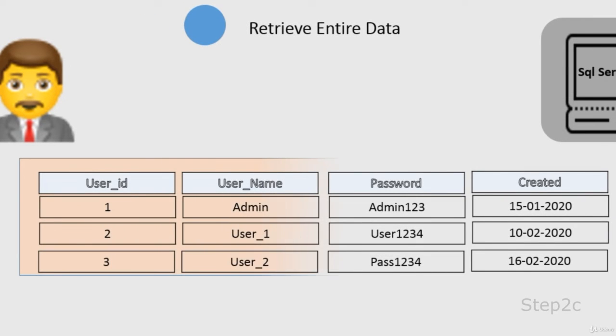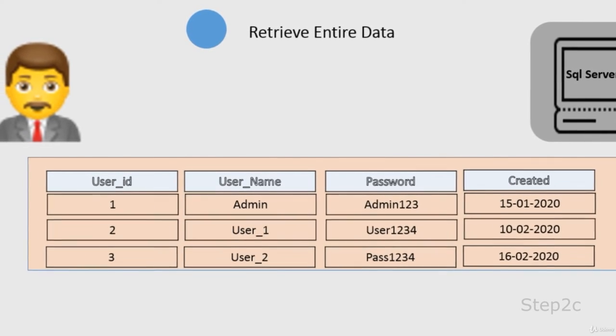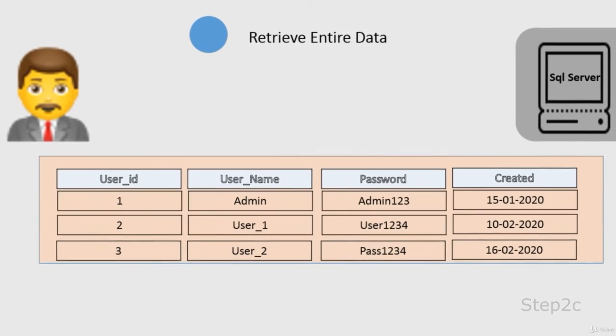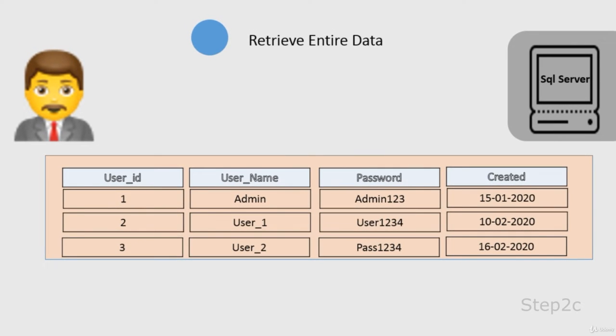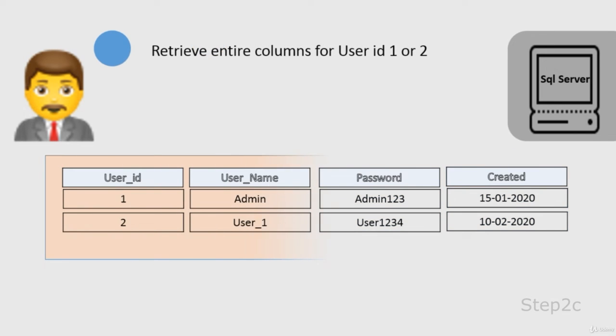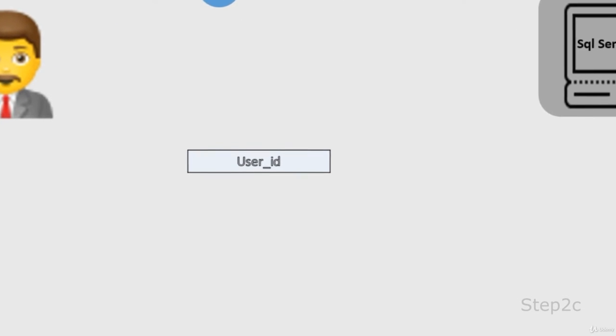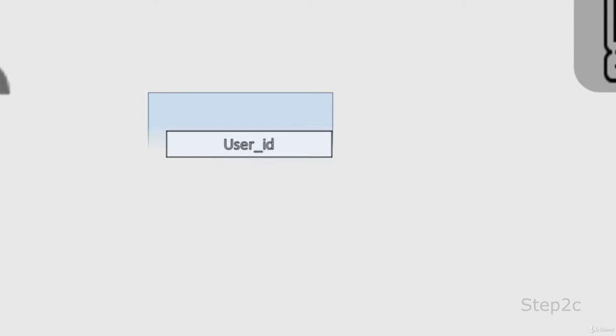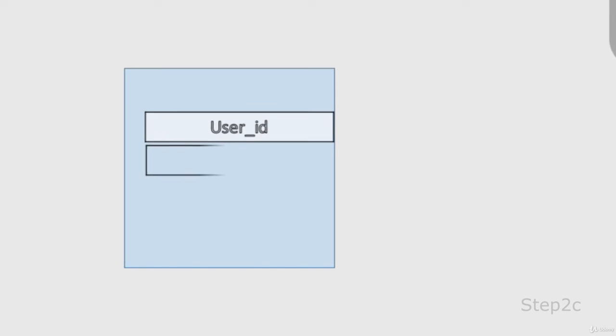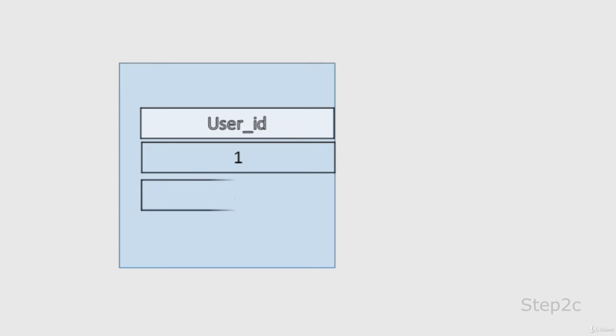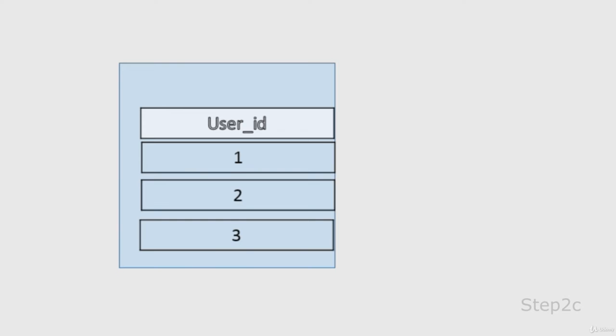Then try to write a script to retrieve the data. Say we have 3 rows in table user login. Try to write a SQL statement to retrieve all the rows and all the columns. Then retrieve specific rows, say user ID 1 and 2. Then try to retrieve only a single column. Say you want to retrieve only one column called user ID, but all the 3 rows that are there.